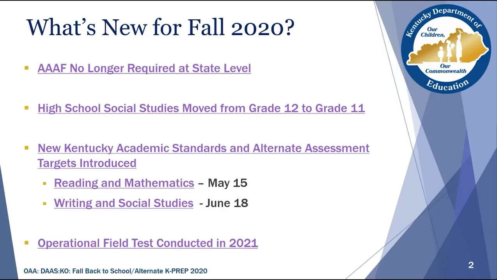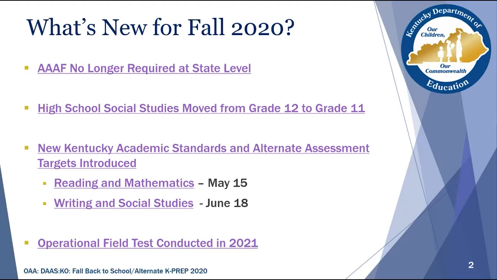The first thing I want to discuss today are the changes coming this school year. It was decided over the summer that the Alternate Assessment and Accountability folder, or AAAF, will no longer be required at the state level. This does permit a district to continue requesting the folder if they choose to, but this is something that KDE will no longer utilize as a monitoring tool.